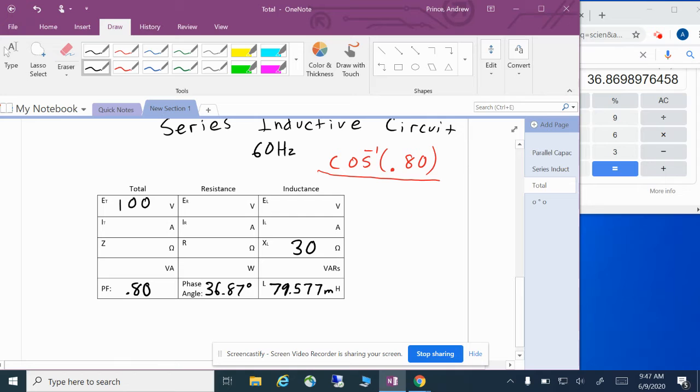All right, so now that I have that angle, what can I do with that? Well, let's go ahead and draw our impedance triangle here. So I have one value for that impedance triangle, and that is the opposite side of the angle, the phase angle. So I have a 30 over here, and I don't have any of the other values. I don't have my resistance value or my impedance. But I do have this angle.